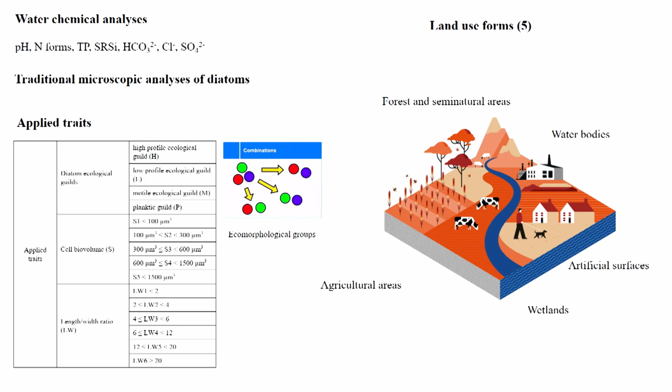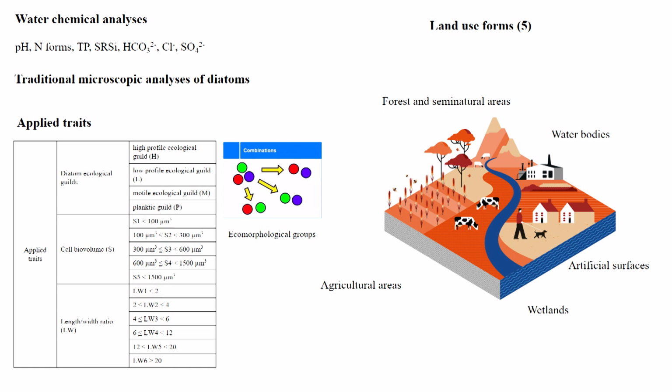We measured several water chemical variables in the field and in the laboratory, and we made the traditional analysis of diatoms. We identified them to species level, and we applied the functional analysis. Here in this table, you can see the applied traits regarding diatom ecological guilds, cell biovolume, and length and width ratio. We combined these traits as ecomorphological groups, and we used these groups in our trait-based analysis.